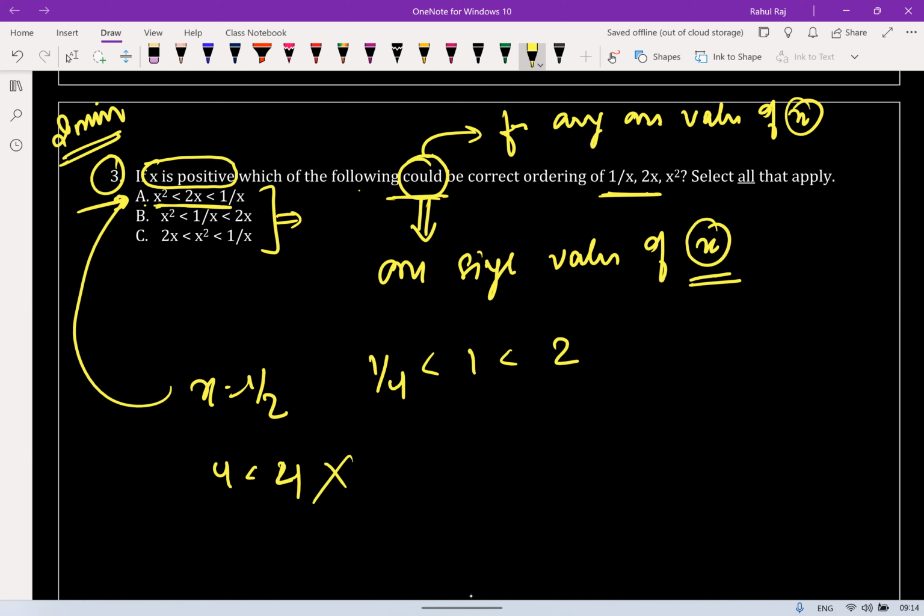But is the question understood to you? Yes or no? Yeah. So now, Alexa, if you mark A as an answer, you'll have to give me one number for which that order suffices. So if I put X equal to half, you see the order is 100% fine: 1 by 4 less than 1, less than 2. And that's the reason I can now consider A as my answer.